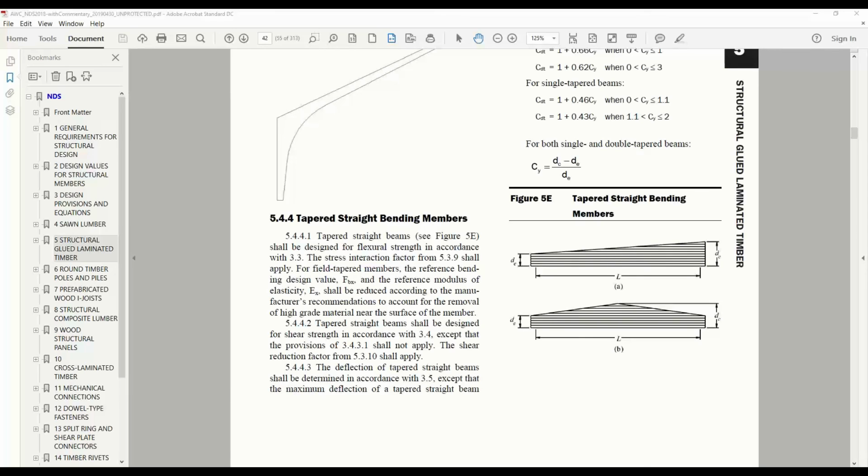And one thing we know about wood members is that they aren't going to shrink and swell in the long direction. They will shrink and swell in the cross-sectional direction. So when we design for that shrinking and swelling, we need to accommodate it in the cross-sectional direction, not necessarily in the longitudinal direction. So that is something to be aware of.